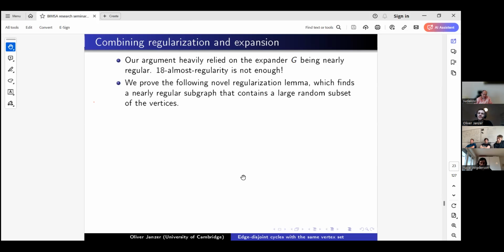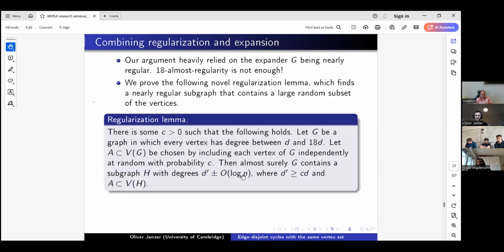And we proved the following lemma, which first of all makes your subgraph much more regular. But second, the vertex set of your subgraph will contain a large random subset of the vertices. Most of the known regularization tools don't allow you to control the vertex set of your subgraph. And this tool will allow you to control it because the vertex set of your subgraph will contain a large random subset of the vertices. And that will work really well with expanders, as we can see. So this is the statement.